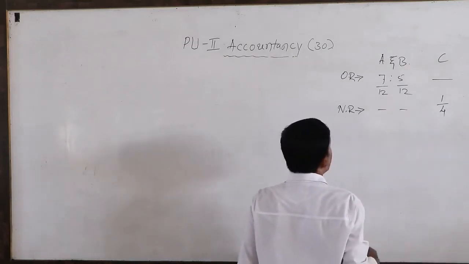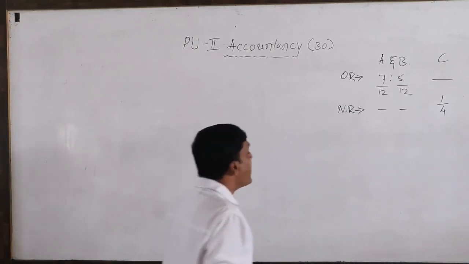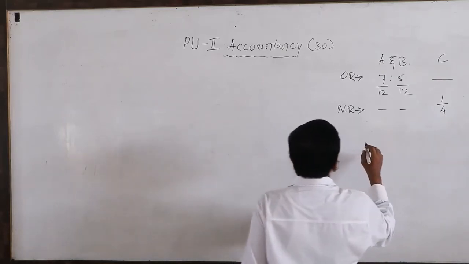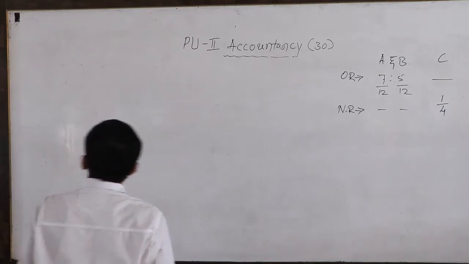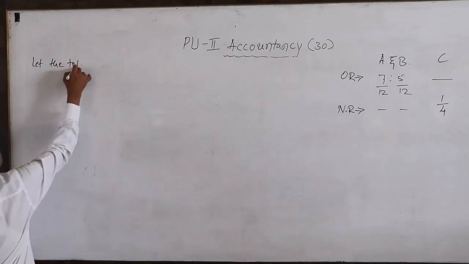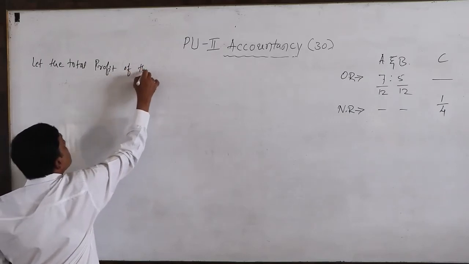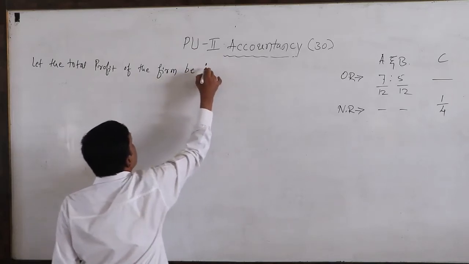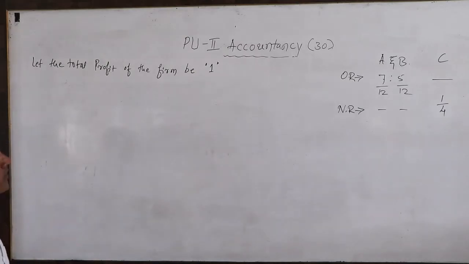In this problem, the old partners agreed to share remaining profit equally. So remaining profit is to be distributed among the old partners equally. So how to ascertain same? So look here. Let the total profit of the firm be 1.